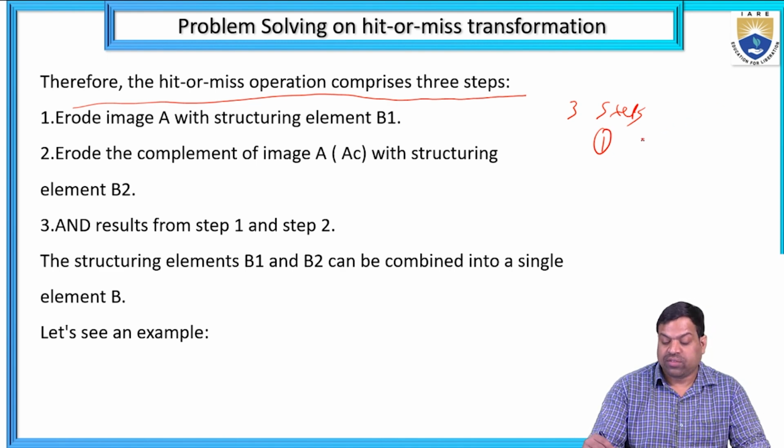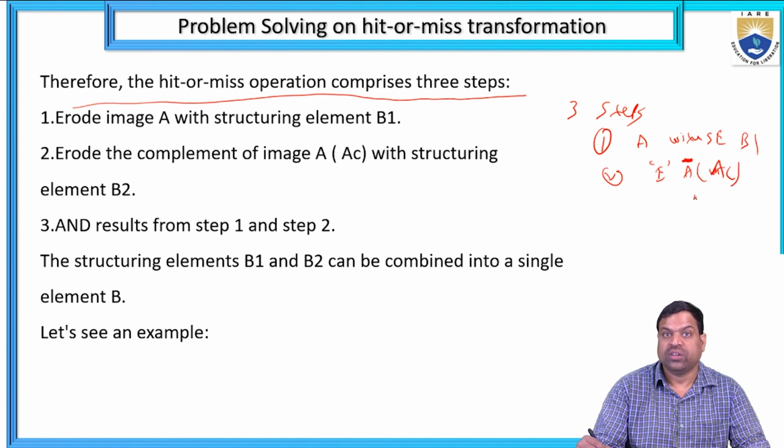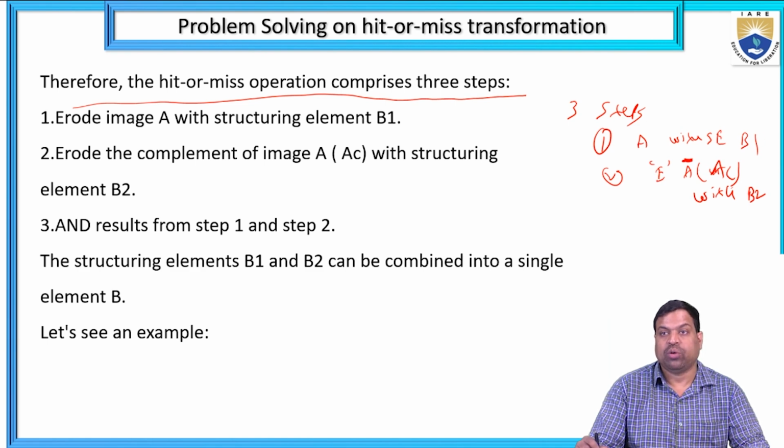Erode image A with structuring element B1. Here I'm taking eroded image A, and eroded the complement, A complement or AC, with structuring element B2, and the result from step 1 and step 2. The structuring elements B1 and B2 can be combined into a single element.